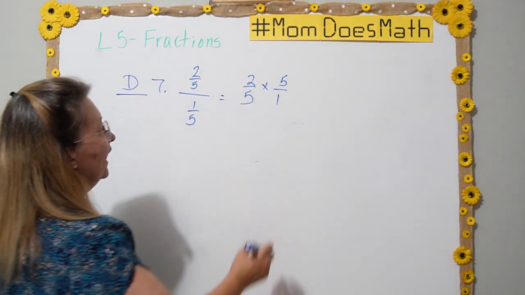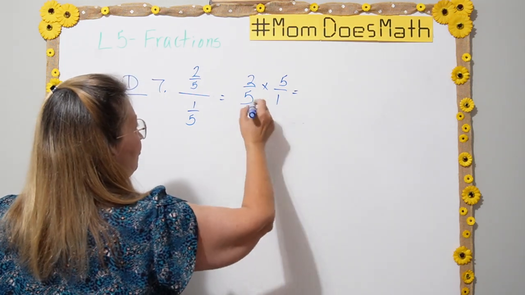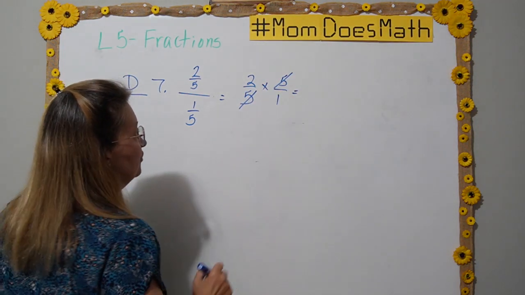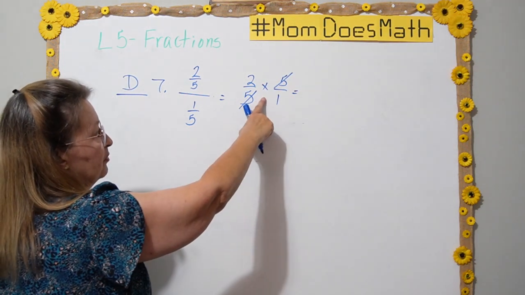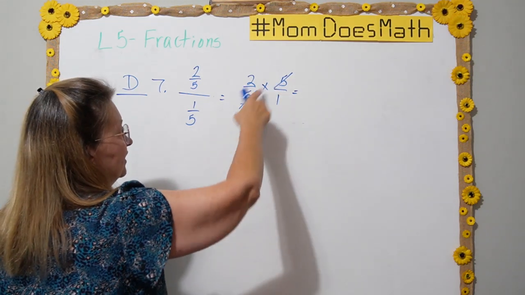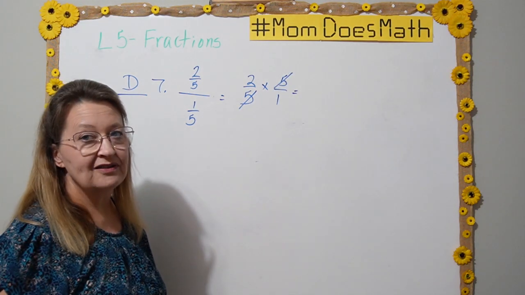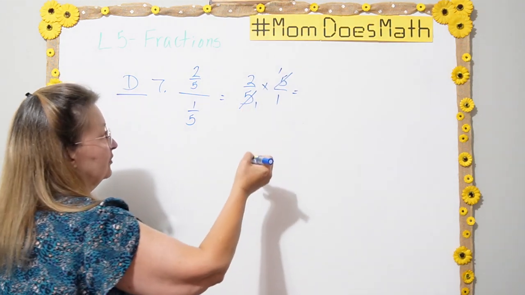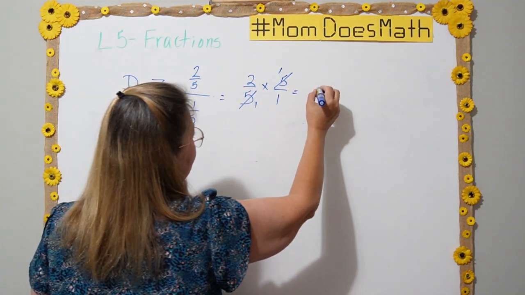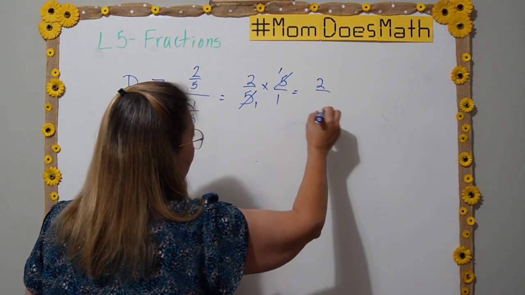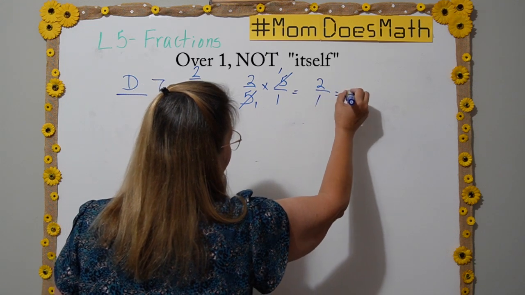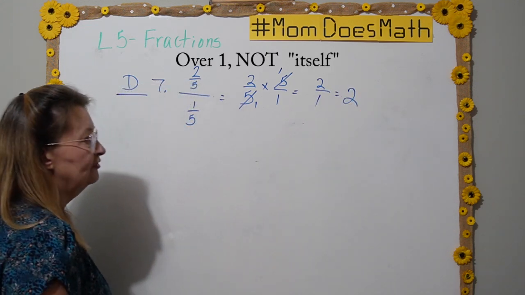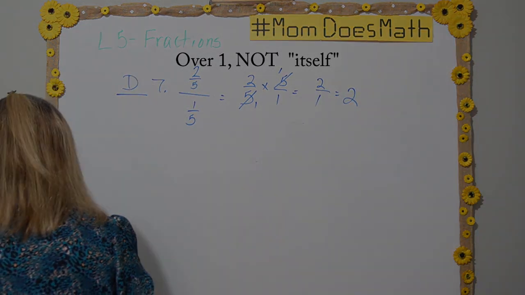Okay. Now, if you remember, we looked at this and we said when you have a multiplication problem, anything that matches top and bottom you can cancel out. So that's what I did. And what it does is it leaves you with 1. So when you multiply all the way across the top, you get 2. When you multiply all the way across the bottom, you get 1. And any number over 1 is just that number.